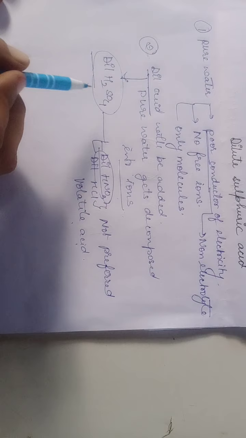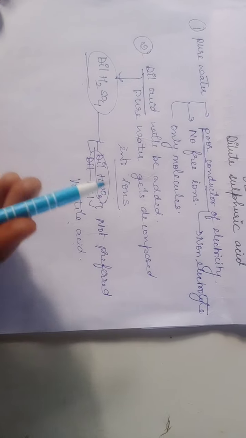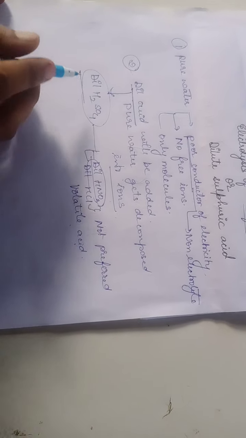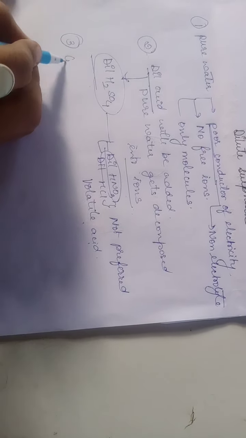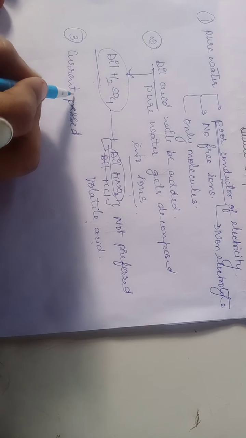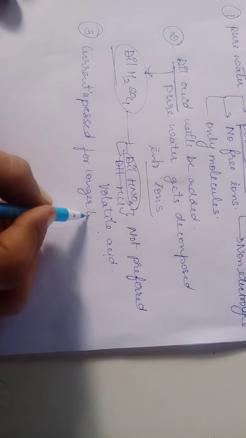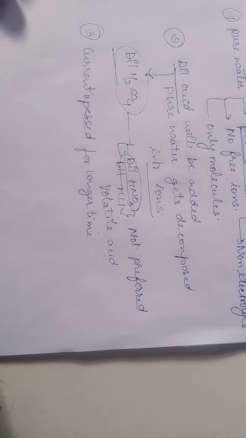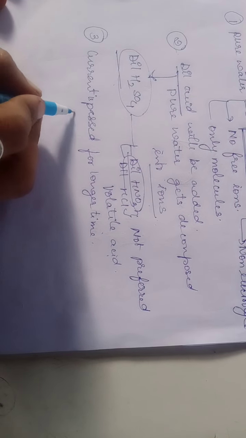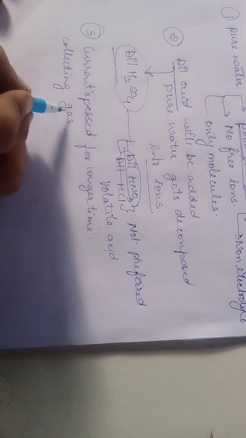Now water is a polar solvent, so it will ionize into H plus and OH minus ions. The third condition is that the current is passed for a longer time. Children, why is the current passed for a longer time? Because we are collecting gas.